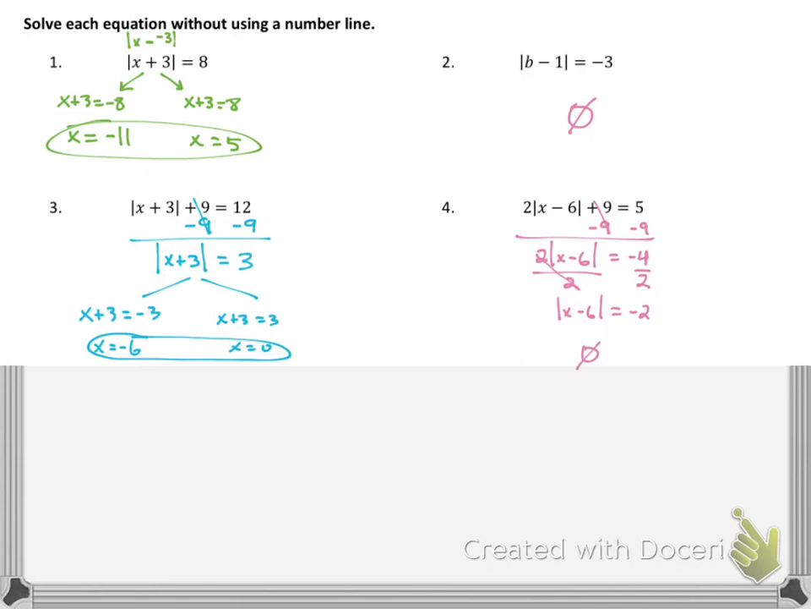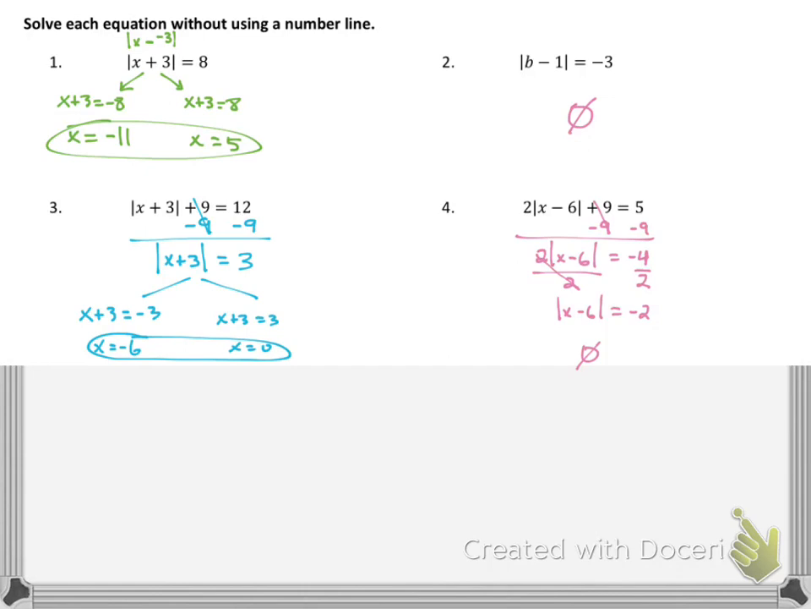Number 2, if you look at this carefully, it is saying the distance between some number and 1 is -3. Again, we just talked about that you can't travel -3 spaces. So that's no solutions. There is no number like that. Now for 4, you want to isolate the absolute value, so subtract 9 on both sides first. And then here, the 2 times the absolute value, x minus 6.